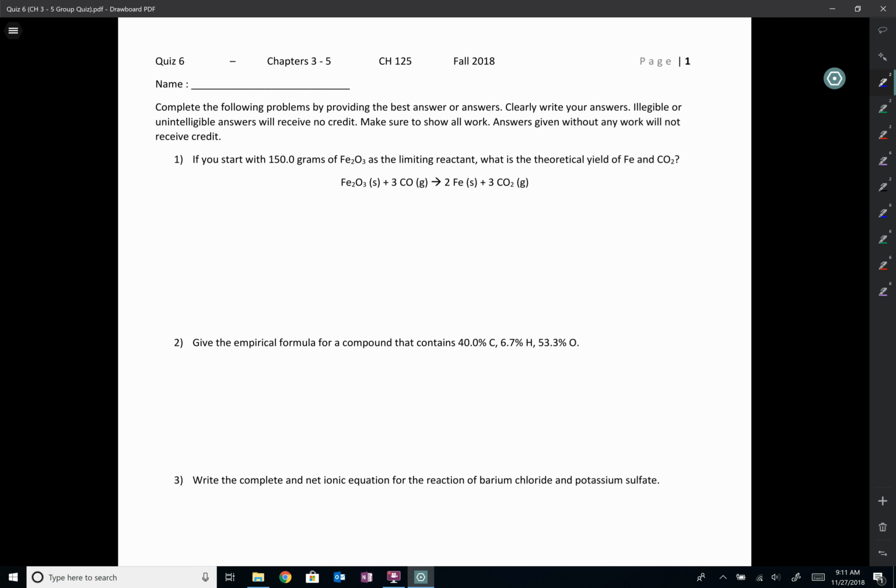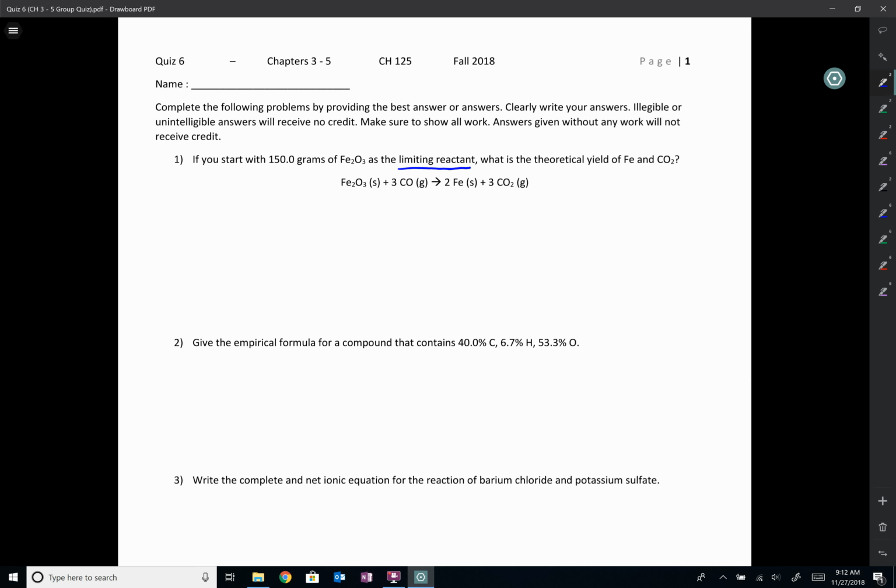It says if you start with 150 grams of iron 3 oxide as the limiting reactant, what is the theoretical yield of iron and the theoretical yield of carbon dioxide? So a couple important things to pick out, right? In this question, it tells you what the limiting reactant is. So we don't have to go through the whole process of trying to figure out what the limiting reagent is, right? It's already told us, so it's kind of done part of the work for us.